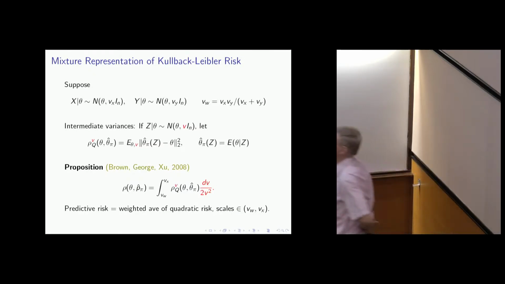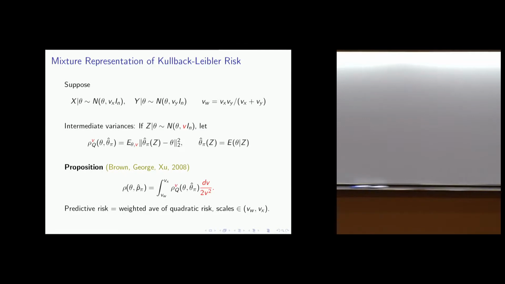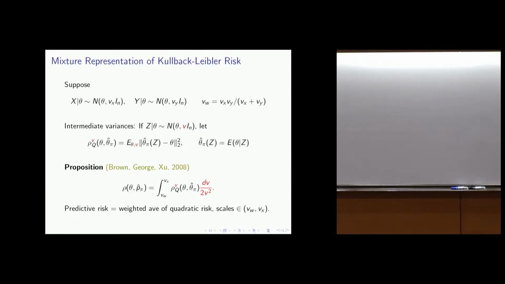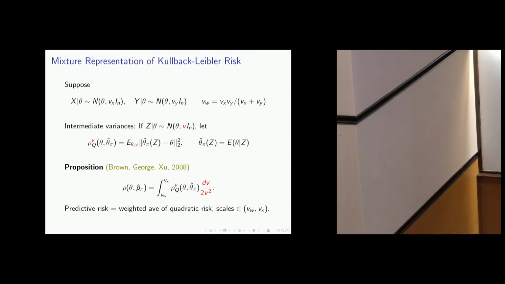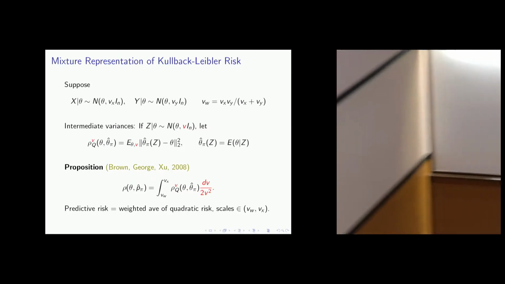So finally, with parallels, in the 2008 paper, there's a mixture representation. Again, we have our past observation, future observation, and oracle variance. And if we look at intermediate variances and have a notation for the point estimate quadratic loss mean squared error of a Bayes rule, then the KL risk is actually a weighted average of quadratic estimation risks with this inverse weighting here over the range of variances from the oracle variance up to the past variance. And so the predictive risk is a weighted average of quadratic risks. And so all of this is pointing in the direction that a result that holds for quadratic estimation should carry over to KL risk.